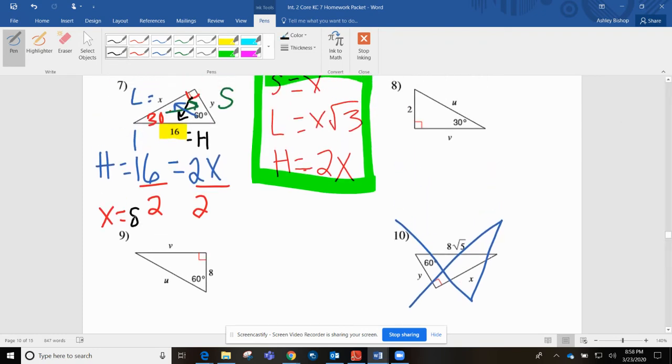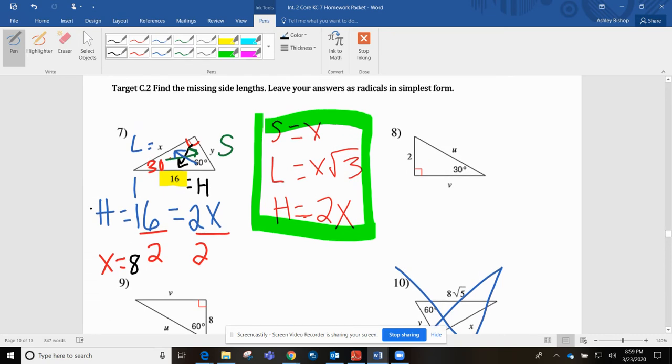So x is equal to 8. And then we got to ask ourselves, what does x being equal to 8 tell us? Does that tell us any pieces of information? Well, let's look at our rules over here. X is equal to 8. Oh, well, we know that one side is x. So we know that my small side is equal to x. So then y must be equal to 8.